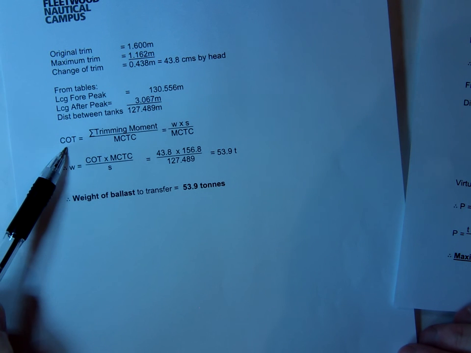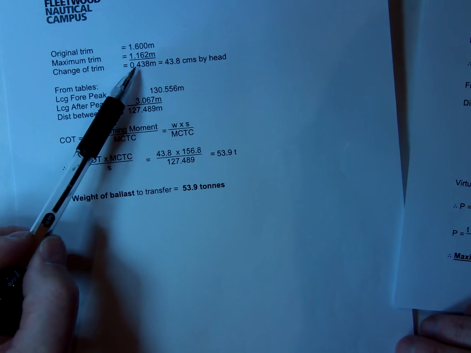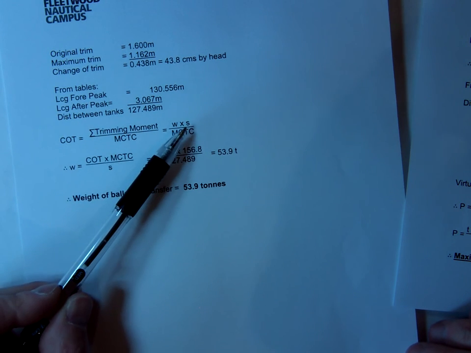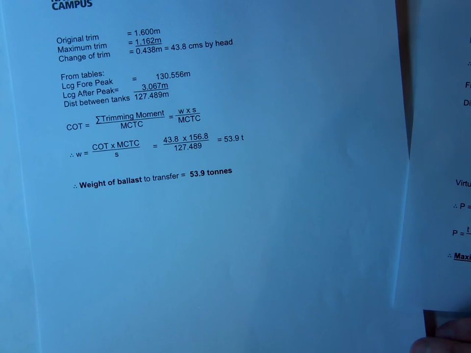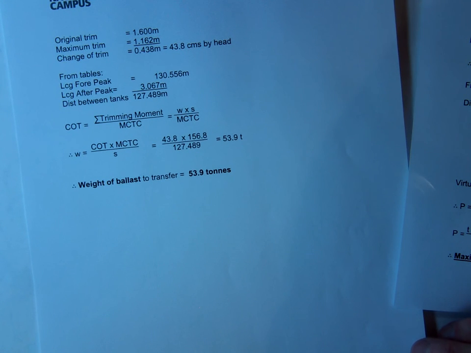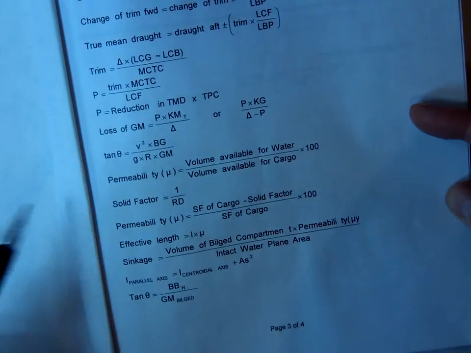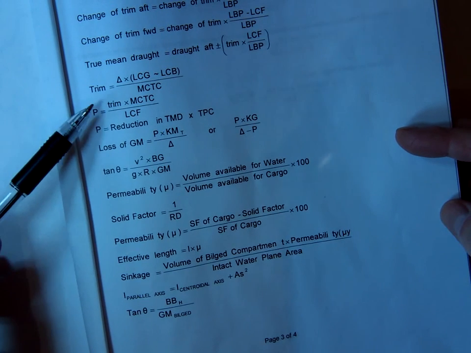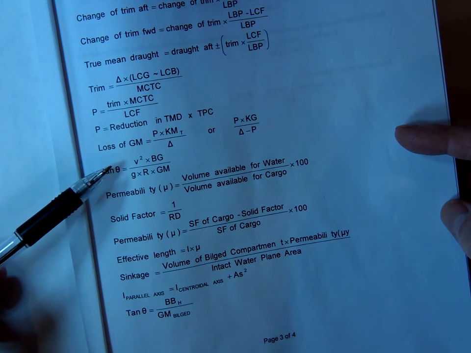So we know our change of trim. Now don't forget, it's important that you write that in as 43.8 and not 0.438. You must write the change of trim in centimetres. So we know the change of trim, we know the MCTC, we know the distance or the shift, therefore we put everything into the formula and we find that the amount of weight we would have to move is 53.9 tonnes. So just to re-emphasise, understand clearly which formulas you have to use. Even if you've forgotten a bit how you do these problems, write the formulas down and then start looking at the information that you can feed into the formulas, and that should help you to solve the problem.